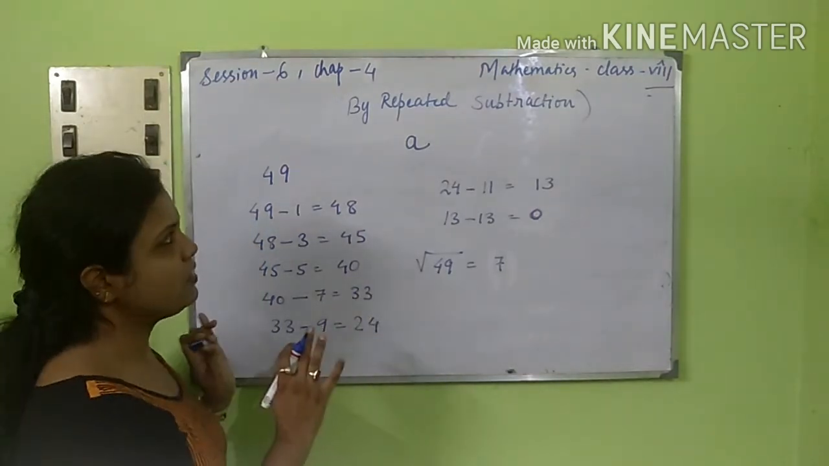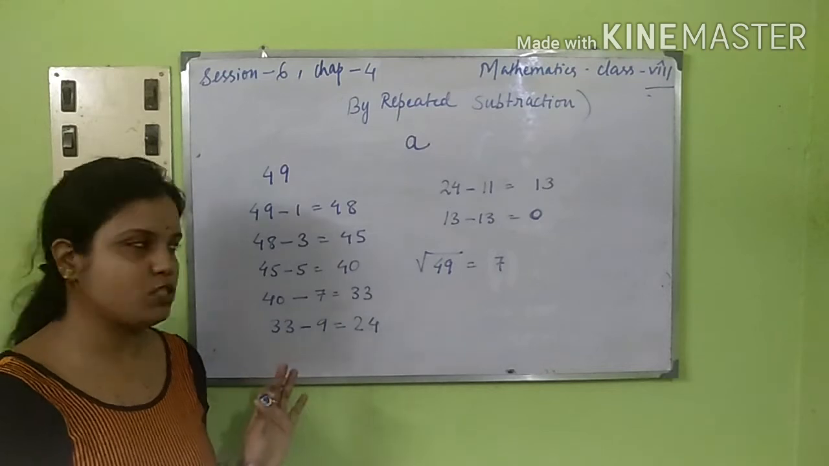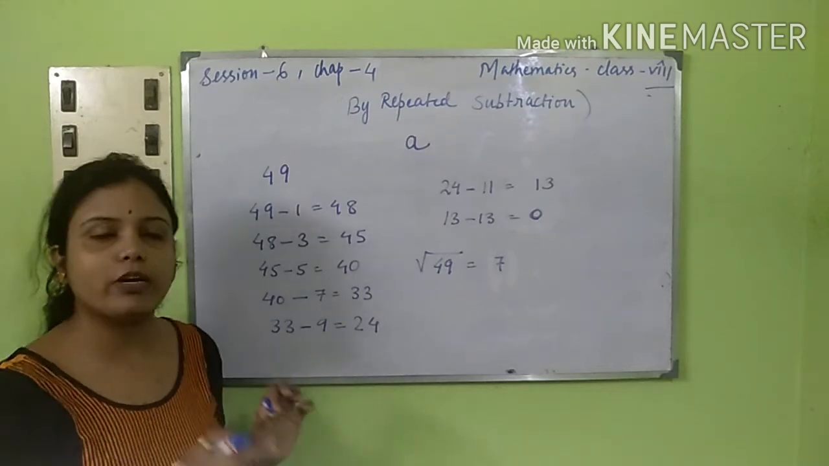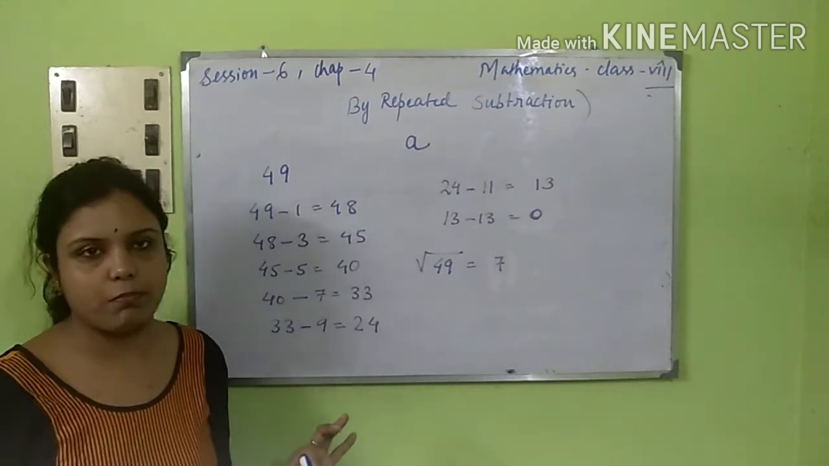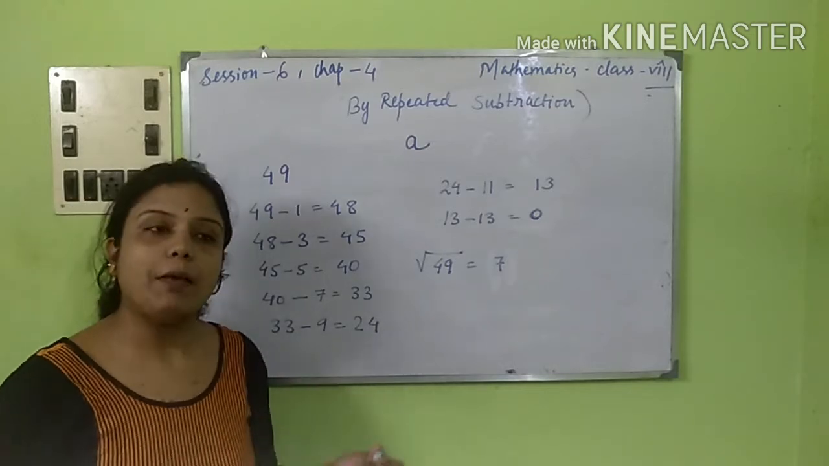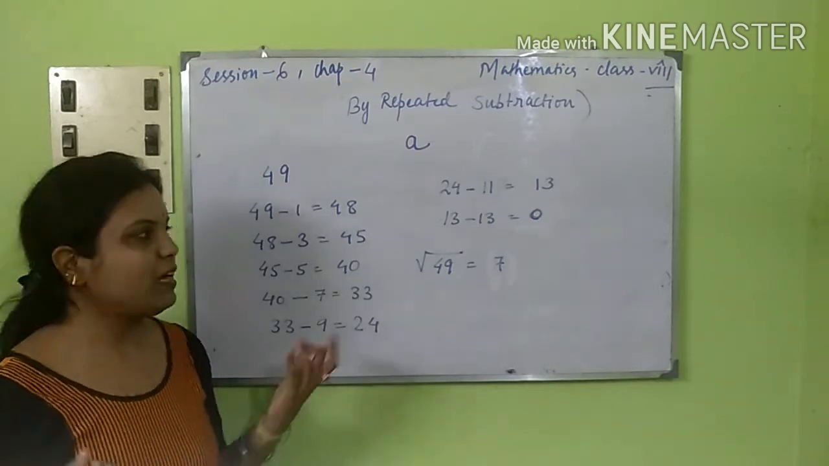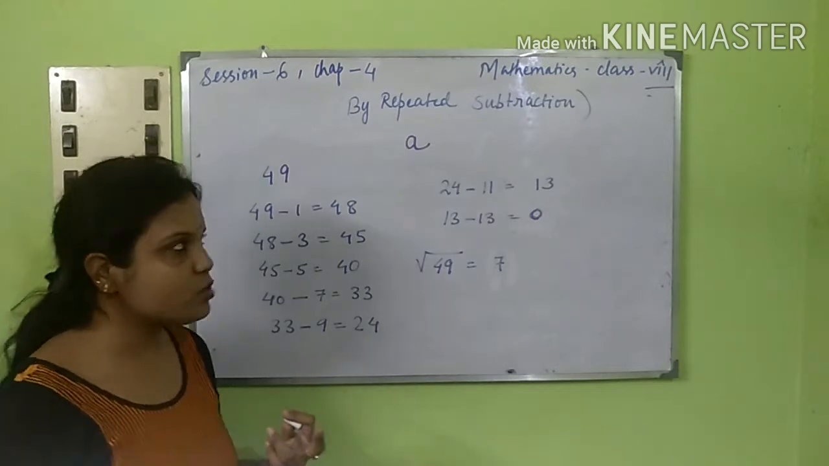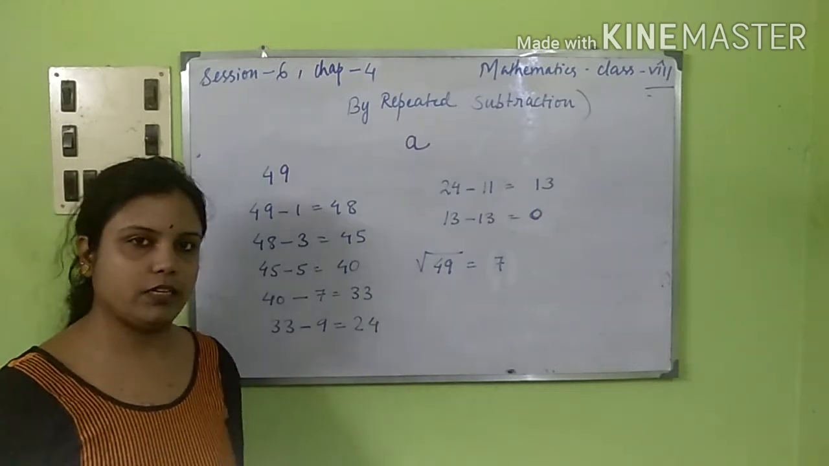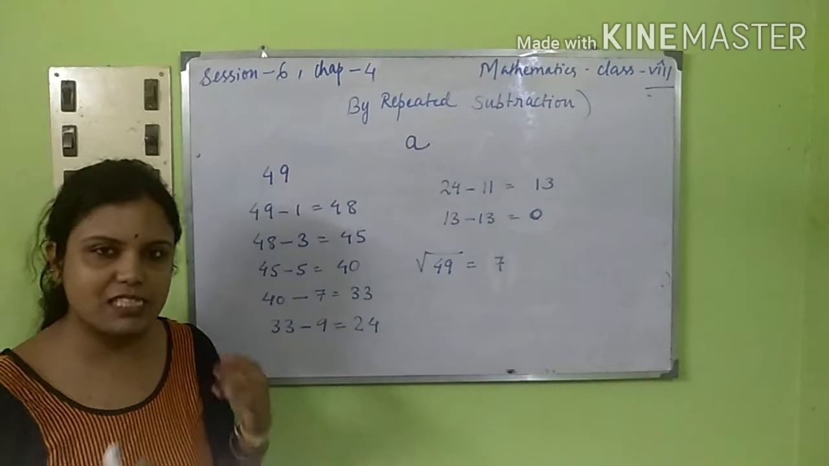I hope this method is really very easy for you. This also won't have any problem. You can find it out with any type of number, be it 324. Maybe it is a long process, but you can do it. And the easiest one that we did was the prime factorization. This is also easy, but it's a bit lengthy.